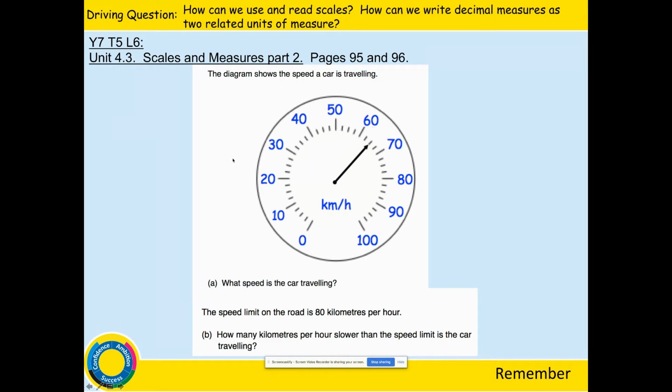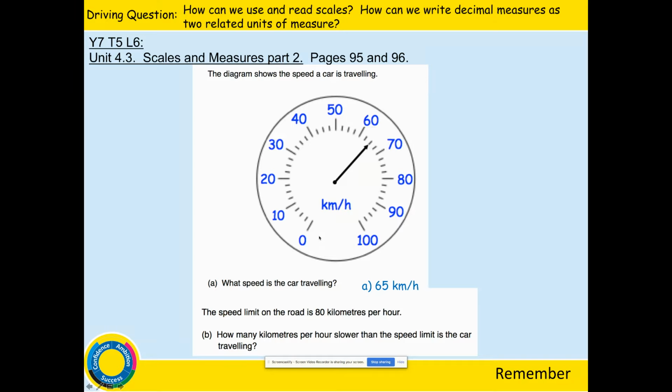Okay, so if we look at this dial, we're going around clockwise, starting from 0, moving round, and our dial is somewhere between 60 and 70. Let's count the jumps. 1, 2, 3, 4. There's an even number of jumps, so I can find the middle where the arrow is pointing. Halfway between 60 and 70 is 65. It's kilometres per hour.